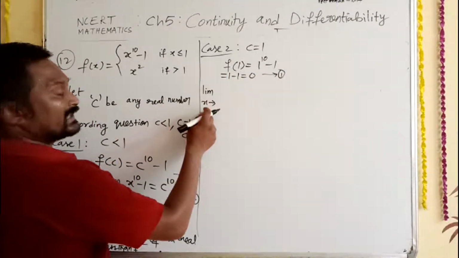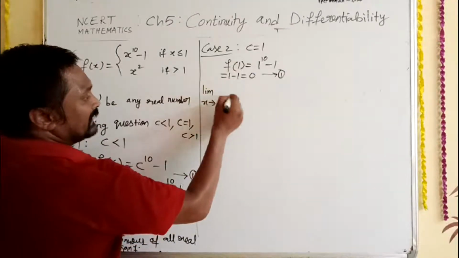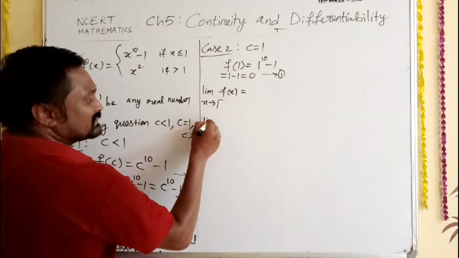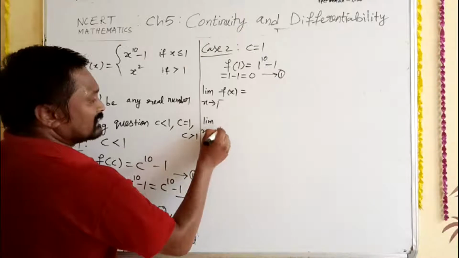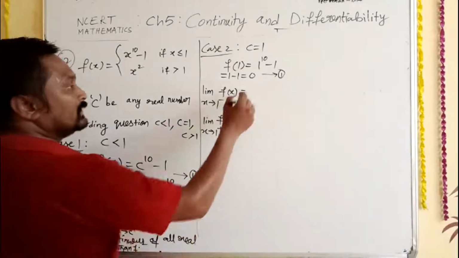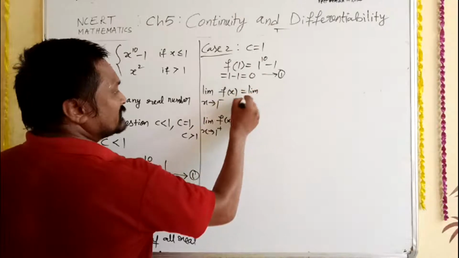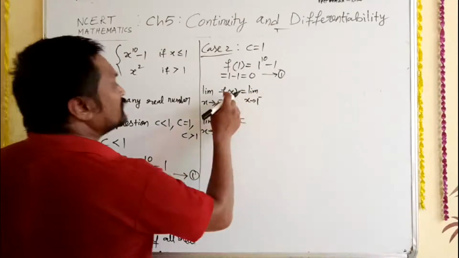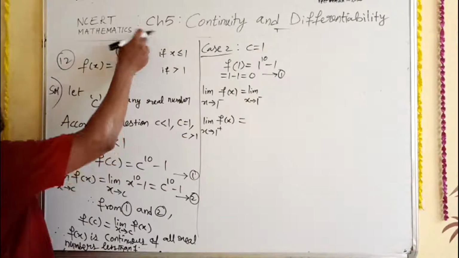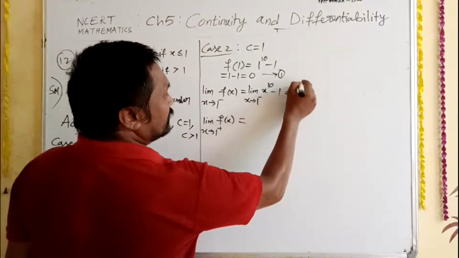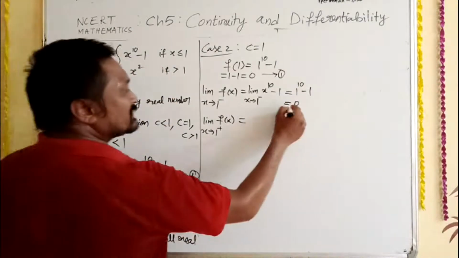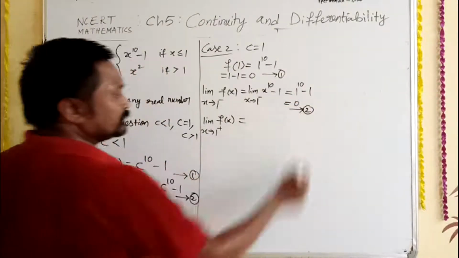Now, limit x tends to 1 minus f of x, that is the left hand limit. Limit x tends to 1 plus f of x, this is the right hand limit. Now, limit x tends to 1 minus. Whenever x is less than 1, what is your function? Same only, x to the power of 10 minus 1. With 1 it is 1 to the power of 10 minus 1, that is nothing but 0. This gives us equation number 2.